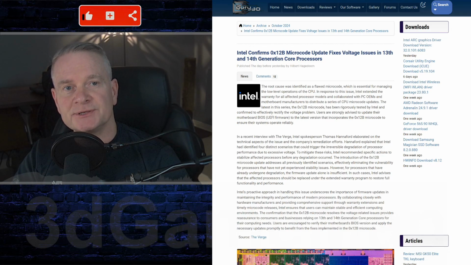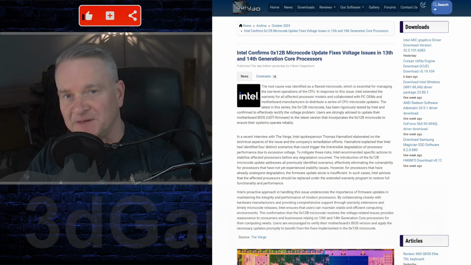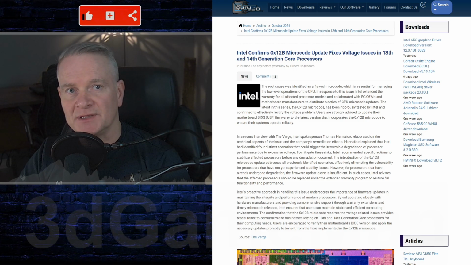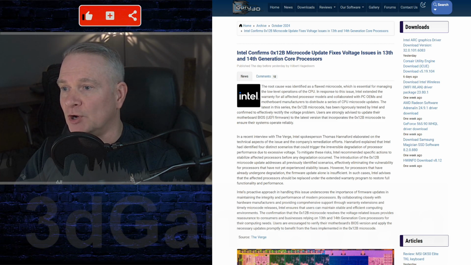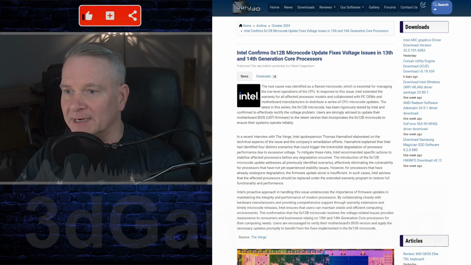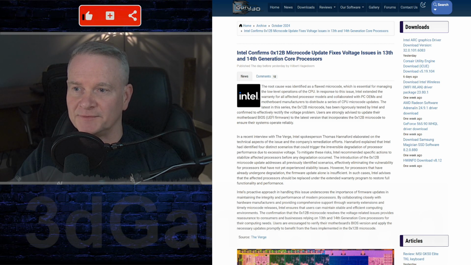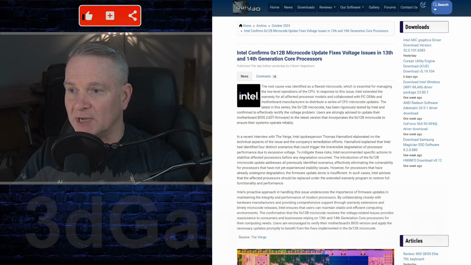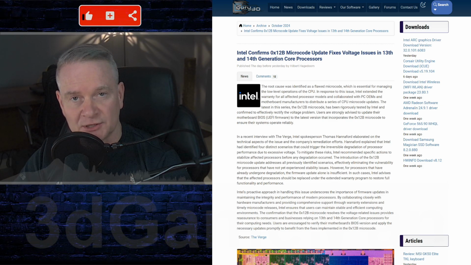Intel confirms that the 0x12b microcode update fixes voltage issues in 13th and 14th gen processors. Great news. So let's go through this right now. Well, the root cause, of course, was identified as a flawed microcode, which gave the processor enormous amounts of voltage, which is not good, right?